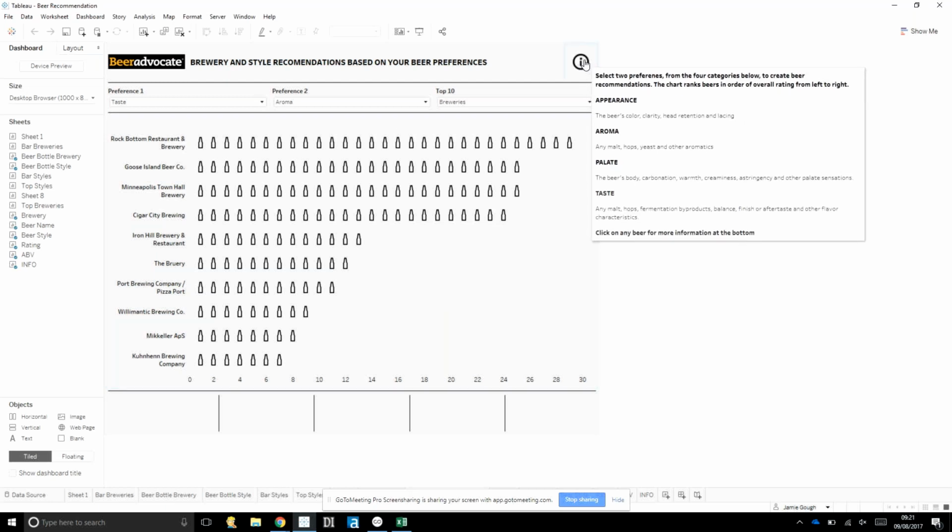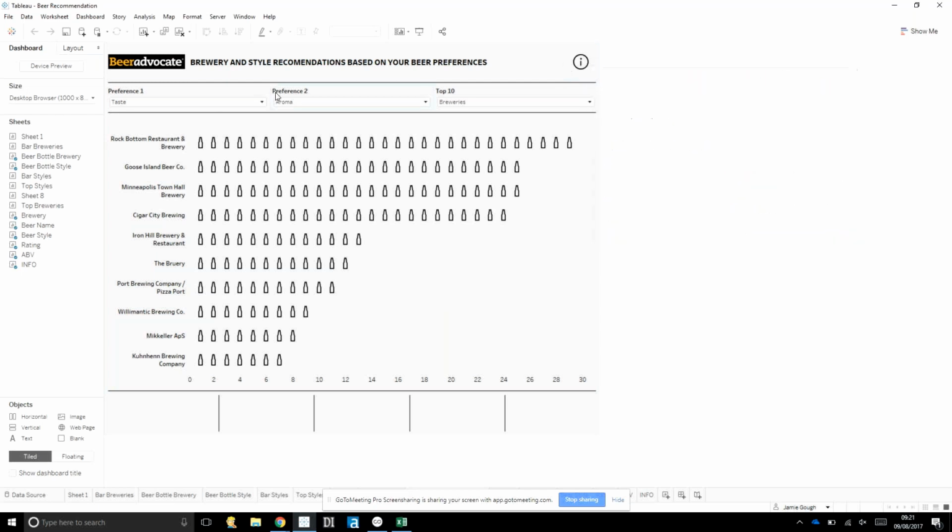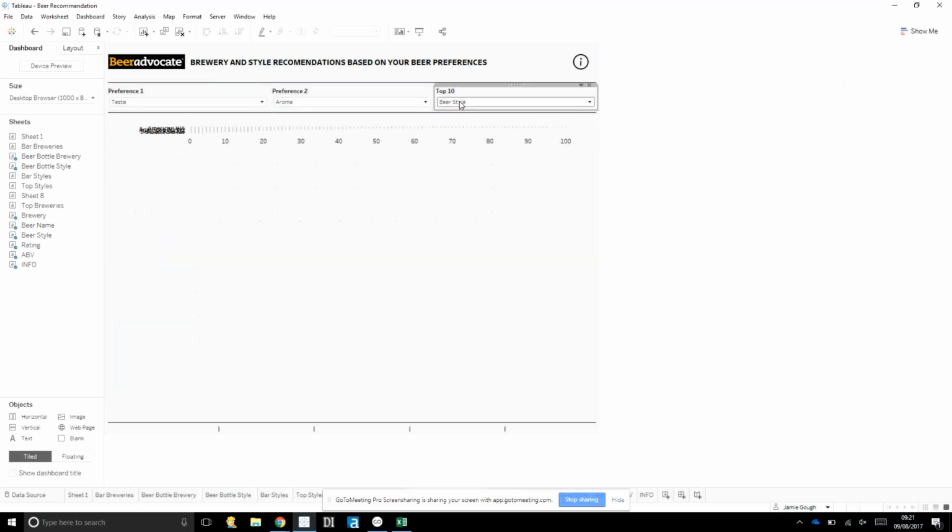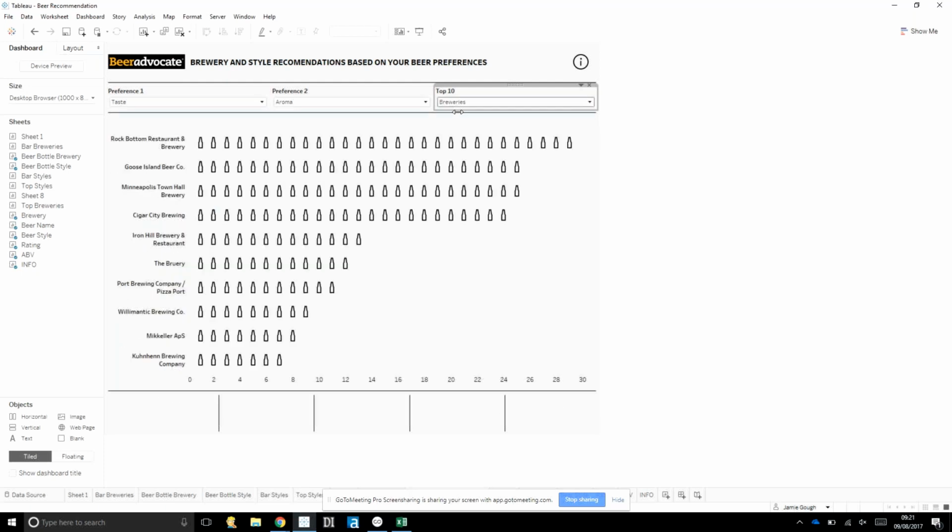In the information it tells you what the 4 different review types are: appearance, aroma, palate and taste. So they know what to choose, and it tells you to choose 2. Here it's got taste and aroma, and you can either choose top 10 breweries or top 10 beer styles, which just swaps out. And then from left to right, it's arranged by the overall ranking of the beer.